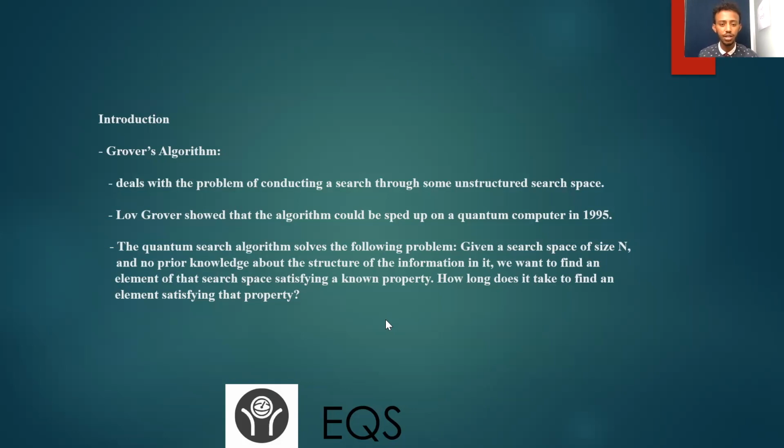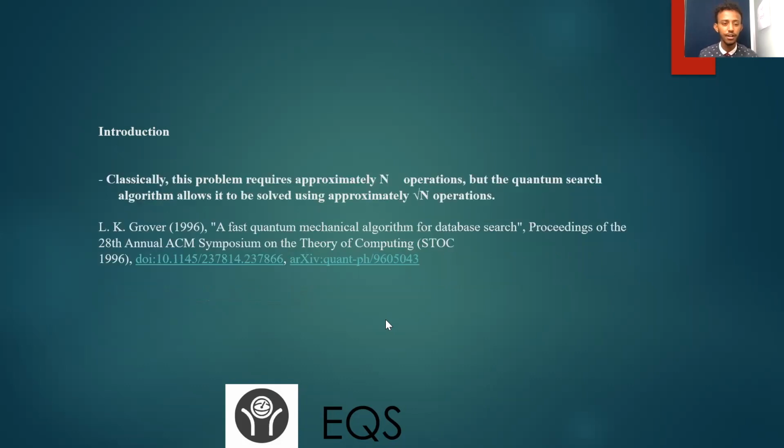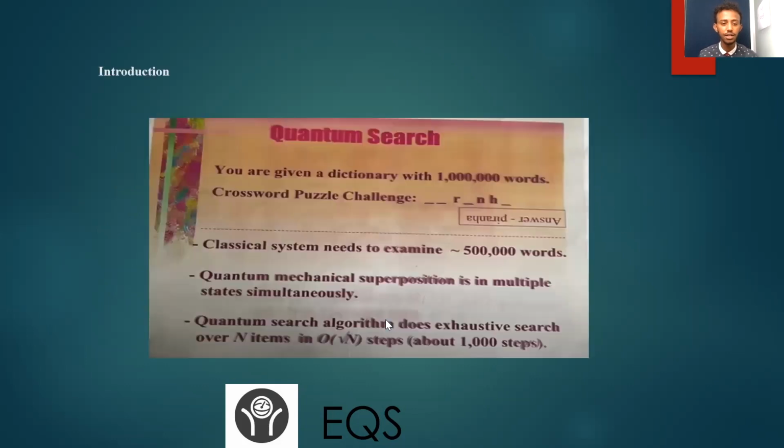Basically, what the algorithm does is, given a search space of size n and no prior knowledge about the structure of the information in it, if we try to find an element of that search space satisfying a certain property, we could apply this algorithm. Classically, in a classical system, a search would take n over 2 trials, for n being the length of the search space.